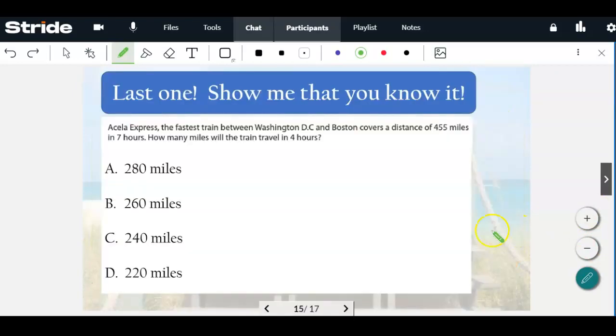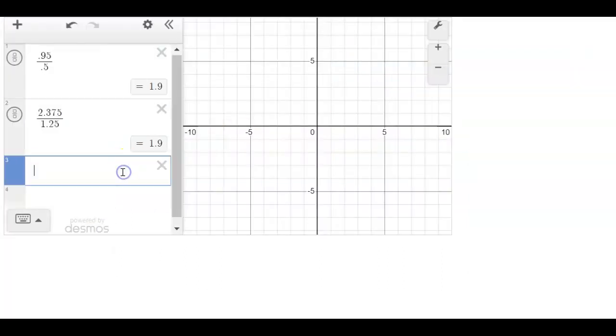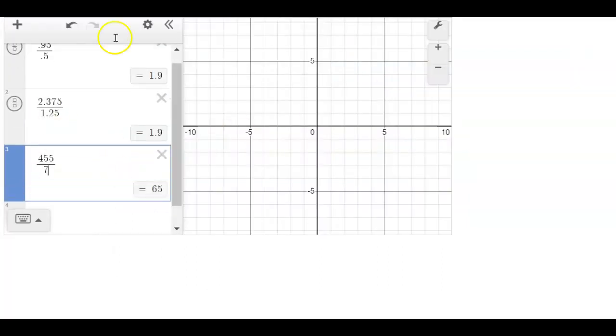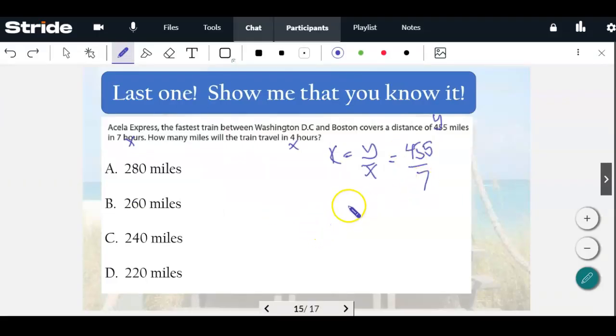And let's do one more. So Acela Express, the fastest train in Washington D.C. and Boston, covers a distance of 455 miles in 7 hours. How many miles will the train travel in 4 hours? So we'll make this our x, y, again, as long as you keep it consistent. So our k is y over x, and in this case we're doing 455 over 7. Miss Horton does not know exactly what that is, so we'll go to the calculator. 65, so k is 65.